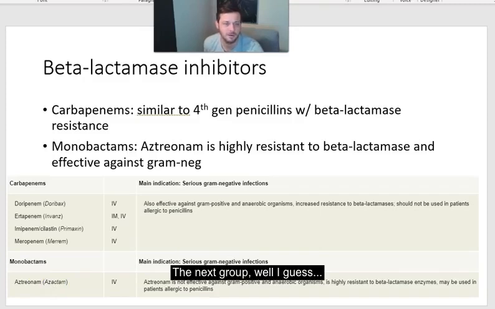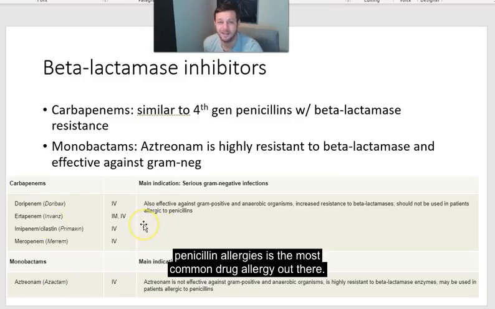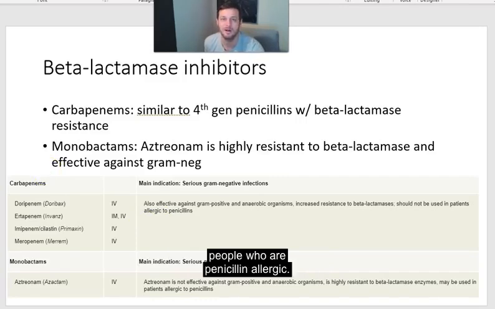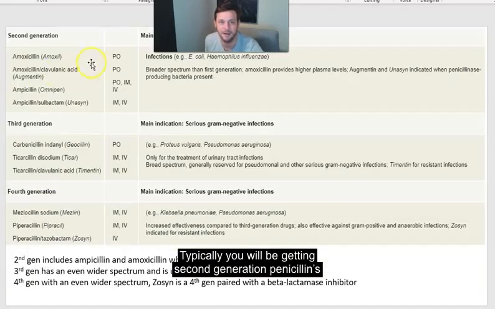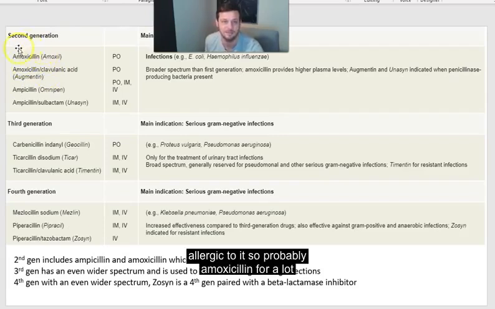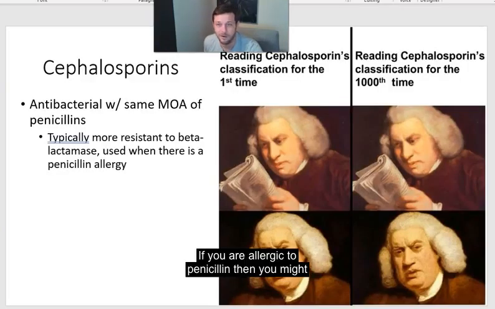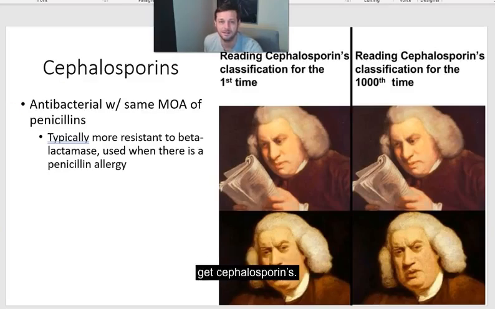The next group, well, I guess kind of like a side effect, penicillin allergies is the most common drug allergy out there. And so these other groups that we're talking about are for people who are penicillin allergic. Typically, you will be getting second generation penicillins if you have a bacterial infection, unless you're allergic to it, right? So probably amoxicillin for a lot of your infections. If you are allergic to penicillin, then you might get cephalosporins.